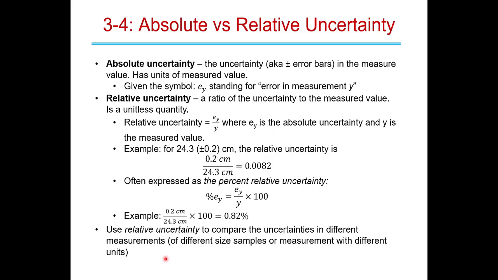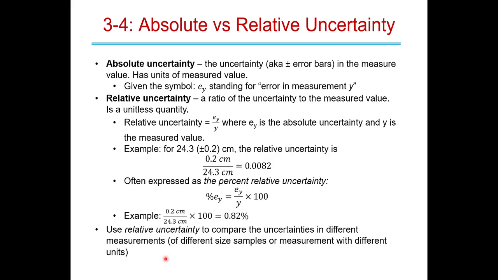So let's just talk about maybe we measured the mass of something, and we've determined that our uncertainty was plus or minus 0.2 grams, all right? Then we measure the mass of something else, and we decide that our uncertainty is plus or minus 2 whole grams, right? So which one gives us better precision? Well, you might think it's the 0.2 grams, but it really depends on what we're weighing, right?